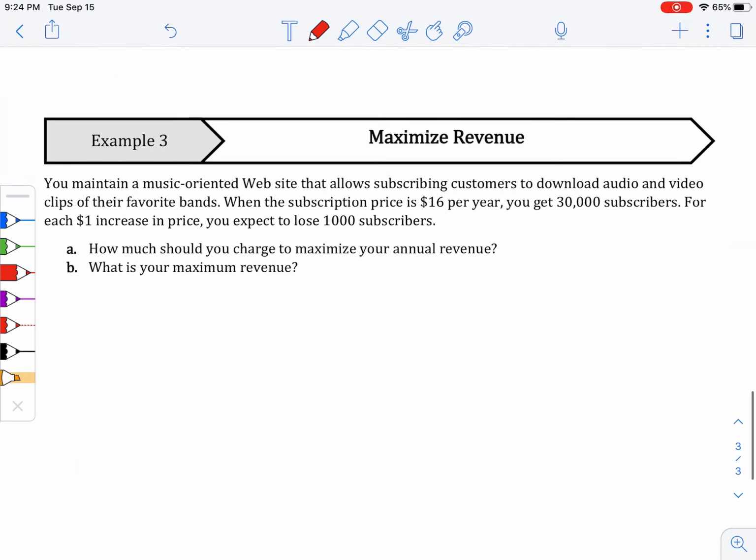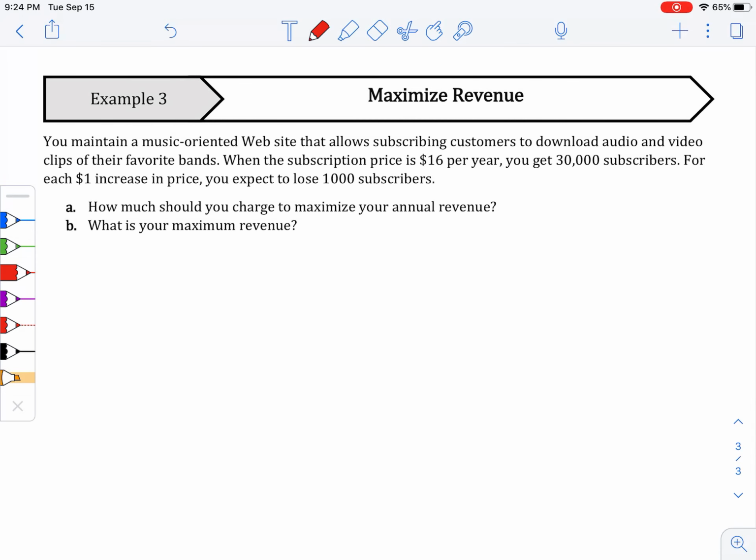Our last one is sort of the weirdest one. It's this maximizing revenue. So it says you maintain a music-oriented website that allows subscribing customers to download audio and video clips of their favorite bands. When the subscription price is $16 per year, you get 30,000 subscribers. For each $1 increase in price, you expect to lose 1,000 subscribers.